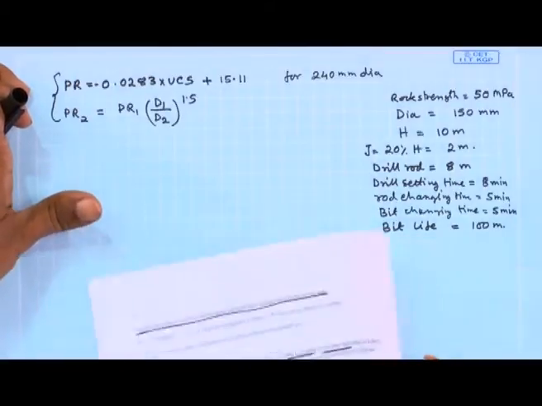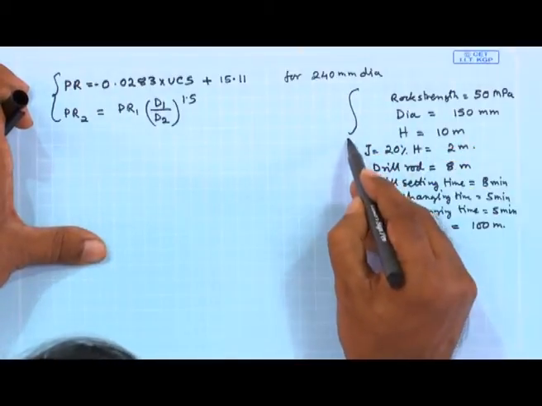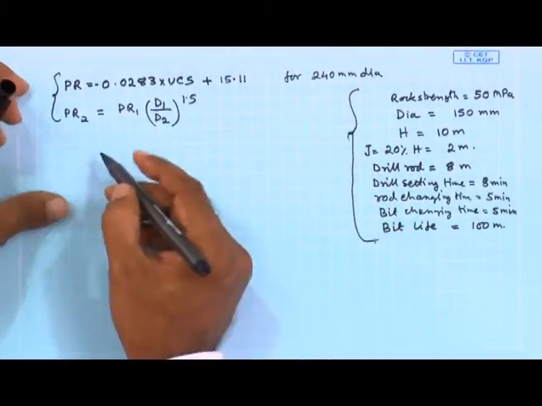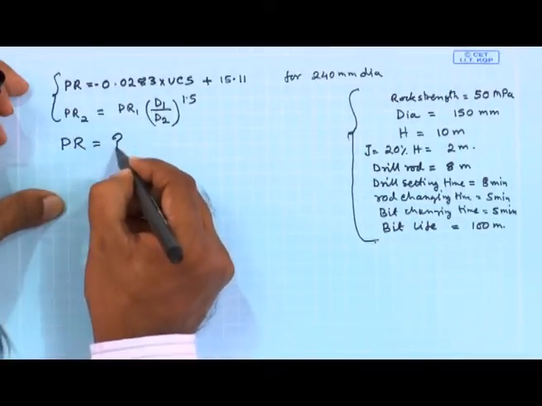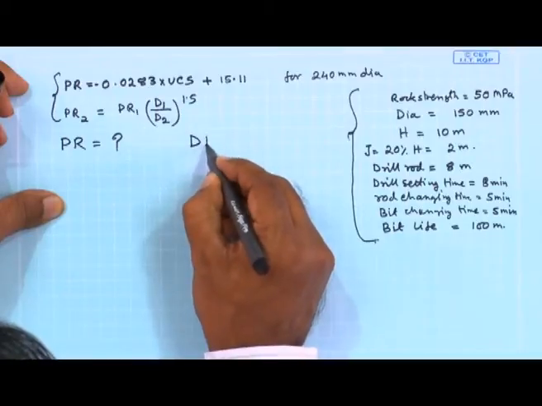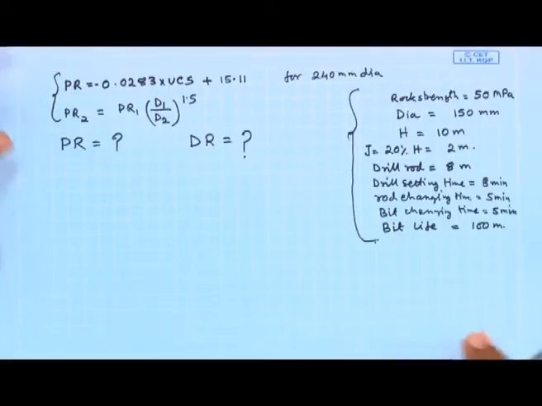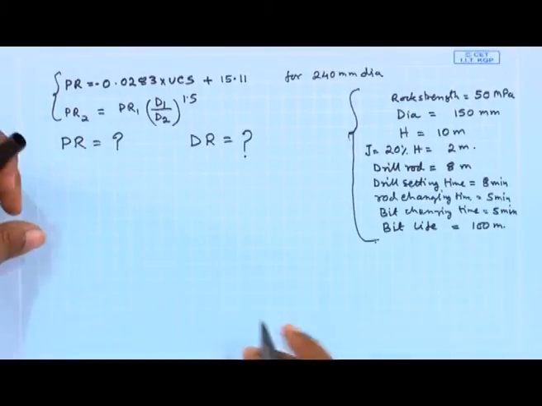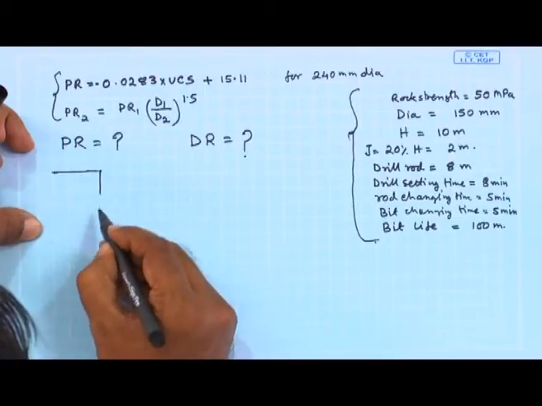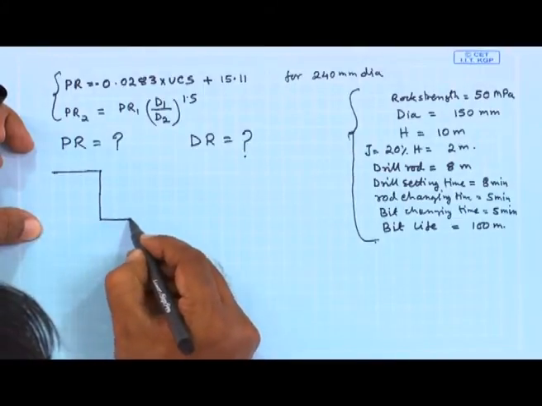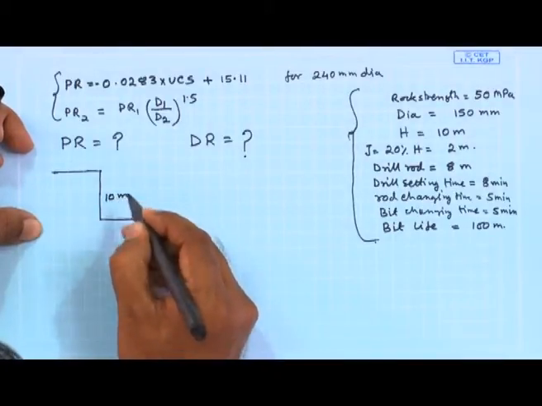So, this is the problem which has to be solved, and we need to determine what is the penetration rate and what is the drilling rate. So, let us understand the situation. This is the bench of 10 meter.